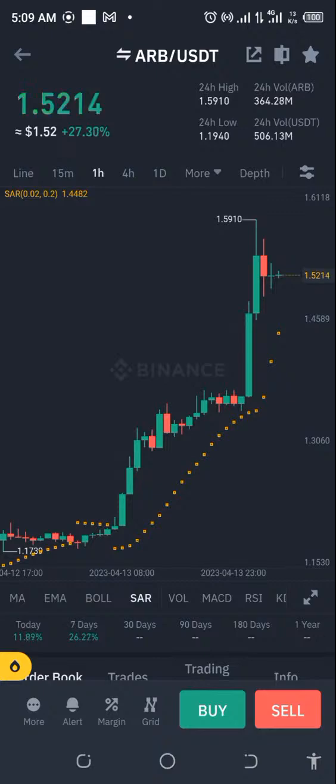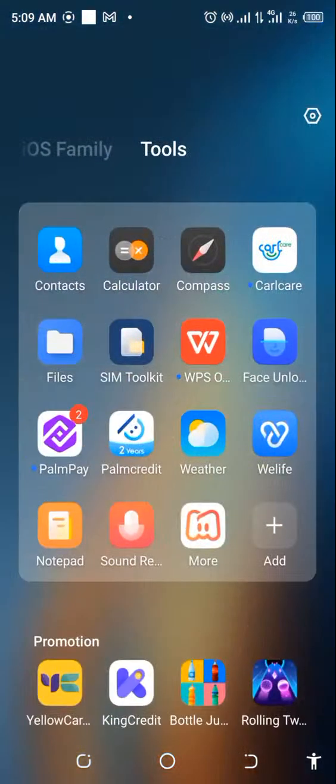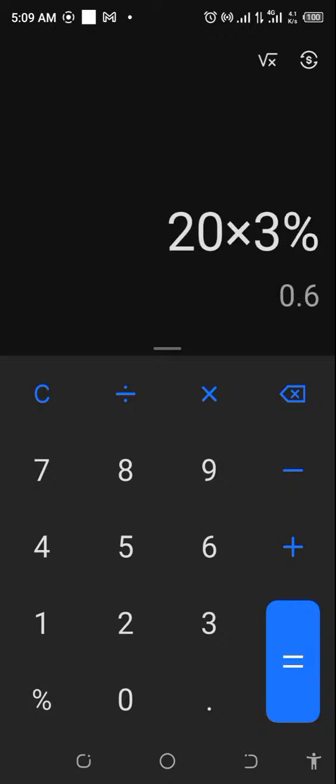So let's go check what this is on a calculation basis. We have 20.62, right? So let's see, we put $20 there times, would that be 3%? Let's check, times 3%. Yeah, this is about a 3% profit margin trade after all expenses have been removed.